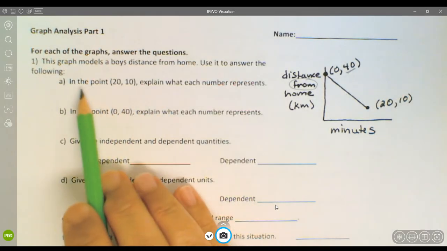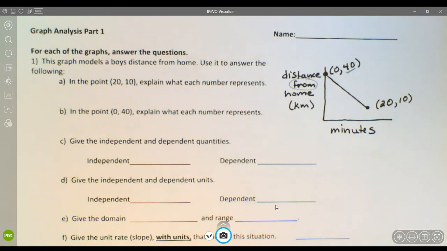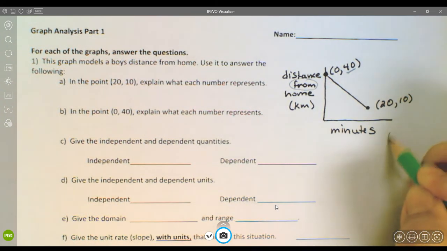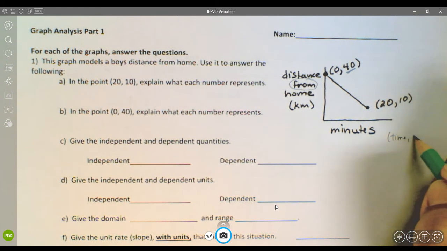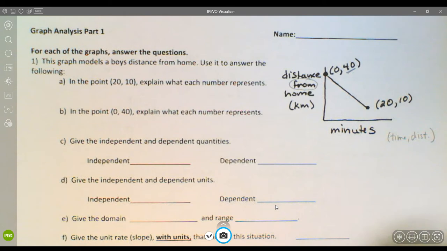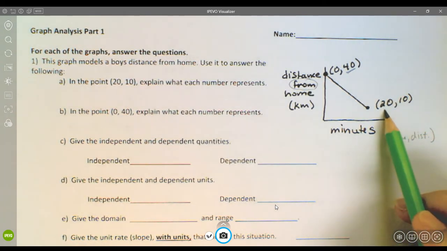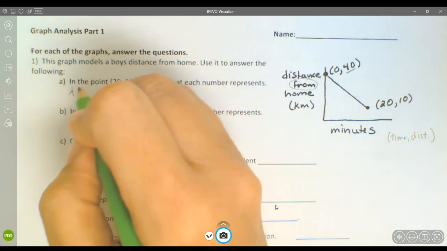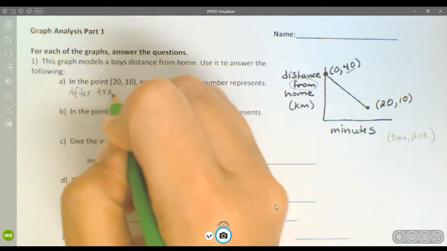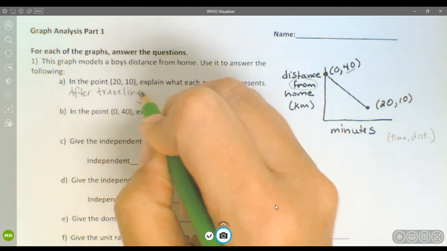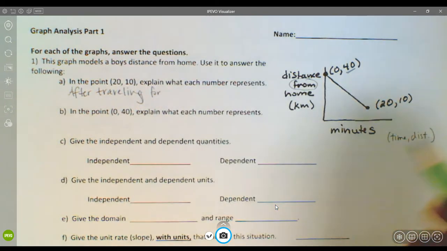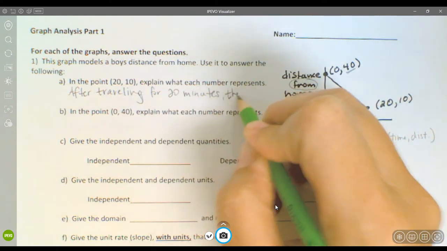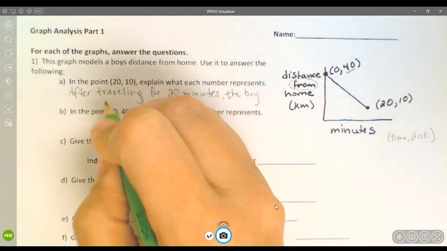So now let's actually answer some questions here. In the point (20, 10), explain what each number represents. Well, my x-coordinate deals with my minutes. My y-coordinate deals with my distance. So 20 minutes, 10 kilometers. So after traveling for 20 minutes, the boy is 10 kilometers from home.